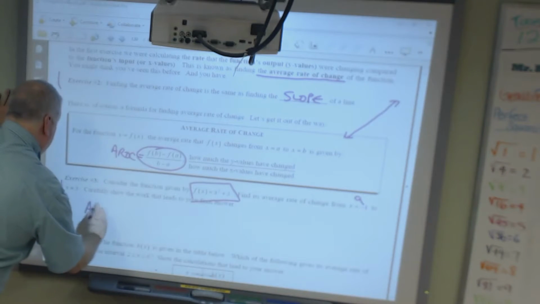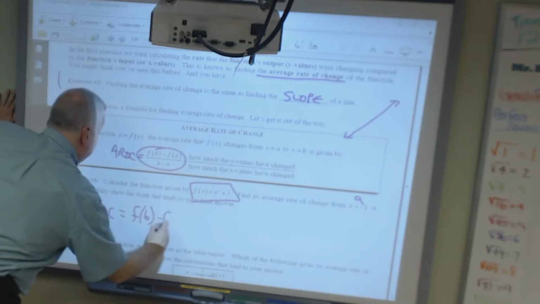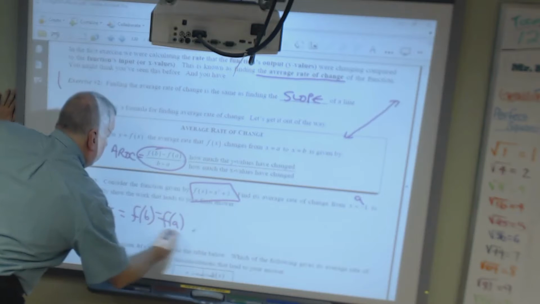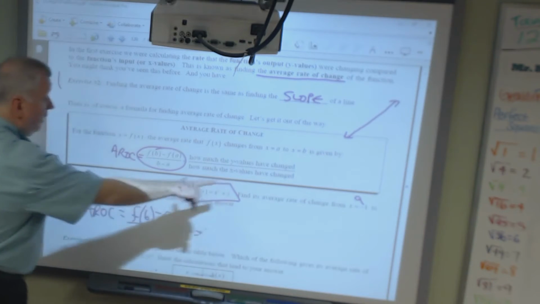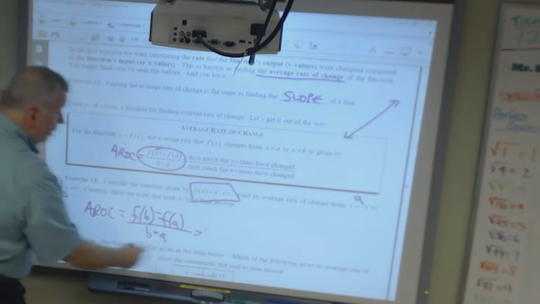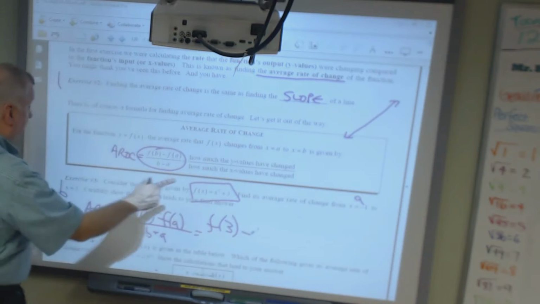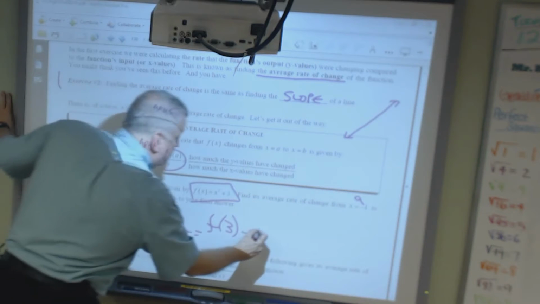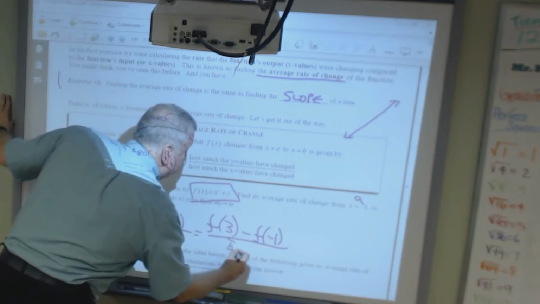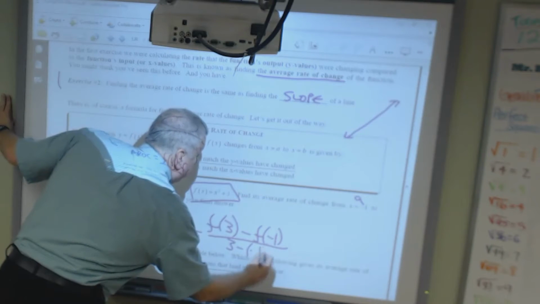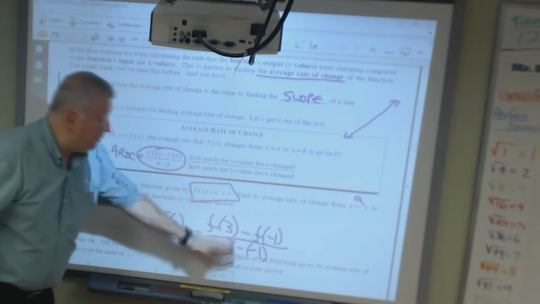So you're going to say A R O C equals f of B minus f of A, all over B minus A. Now, wherever you see a B, you're going to put 3. What's f of 3? And wherever you see an A, you're going to put minus 1. Minus f of negative 1, all over 3 minus negative 1. Before I go on, does everybody see how I got to this place?